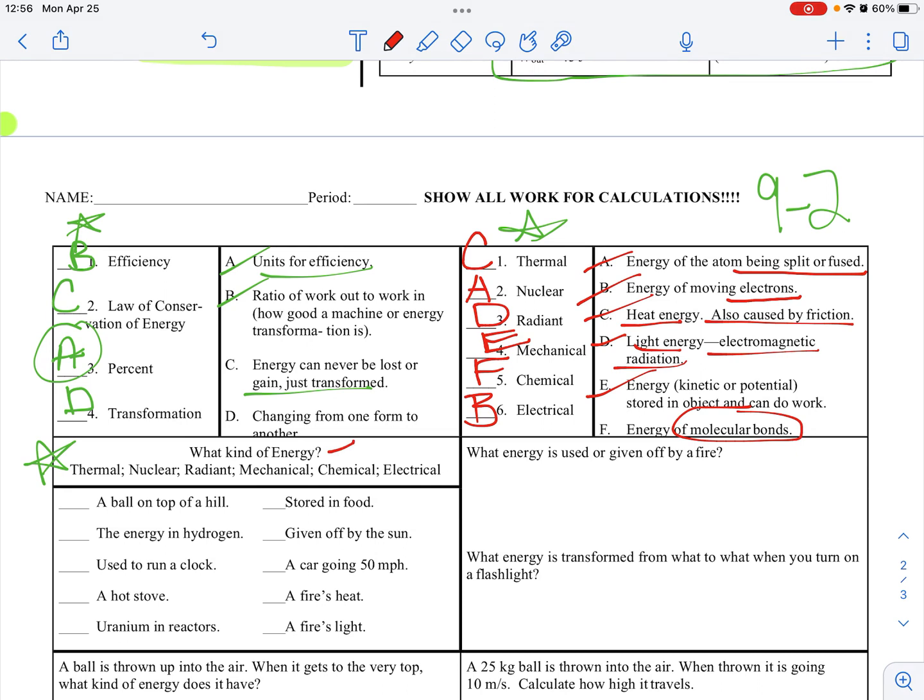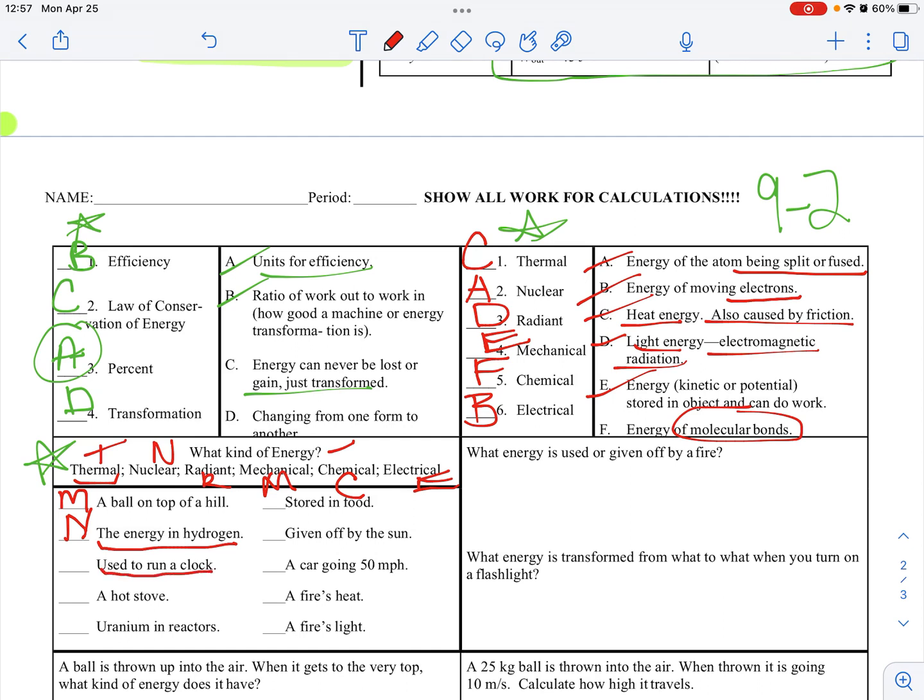Next, we're going to do what kind of energy, and we can put thermal, I'll put a T, nuclear an N, radiant R, mechanical M, chemical C, and electrical, I'll use an E. A ball on top of a hill would give us mechanical energy or potential energy, and potential energy falls under the umbrella of mechanical energy. Our first one is mechanical. For our second, the energy in hydrogen, this one is sort of unusual. A lot of people will come up with chemical energy, but chemical energy is probably not the best answer here. Our best answer will be nuclear.